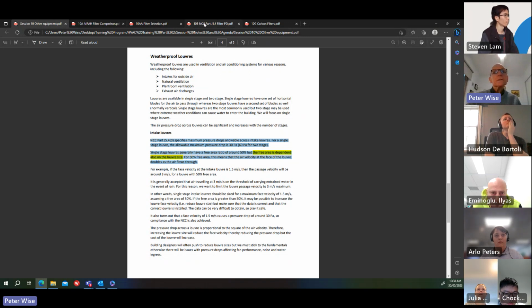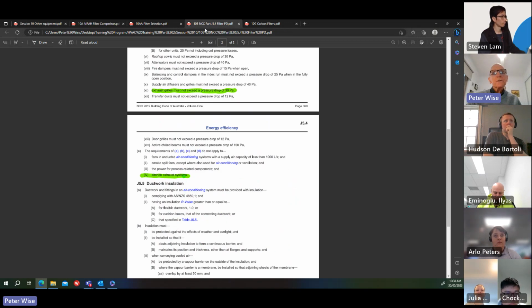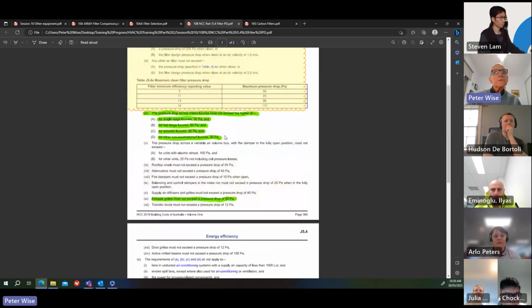So I'll just show you that again. Highlighted in green there, pressure drops across intake louvers must not exceed the higher of: single stage, two stage. Acoustic louvers, I'm not going to talk about those, but that's where you're absorbing noise, either coming in or going out of an area. And other non-weatherproof louvers, 30 pascals. So you need to be aware of that, again, when you're doing your static calculations and when selecting louvers.